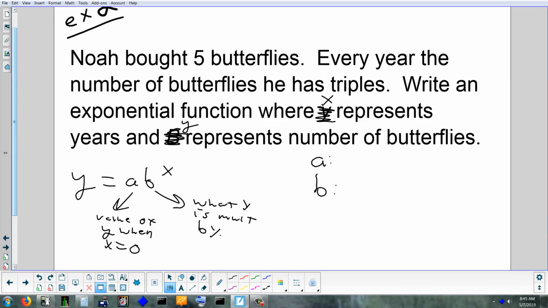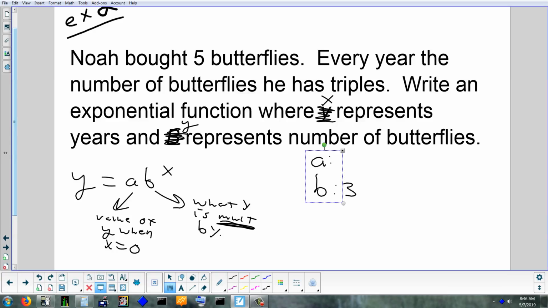So let's figure out b. It's going to be the easy one. What are we going to multiply by every year? The number of butterflies, what's happening to it? What are you multiplying by each year? 3. So that's how the number of butterflies is increasing. There's b. So now we've got to figure out a.